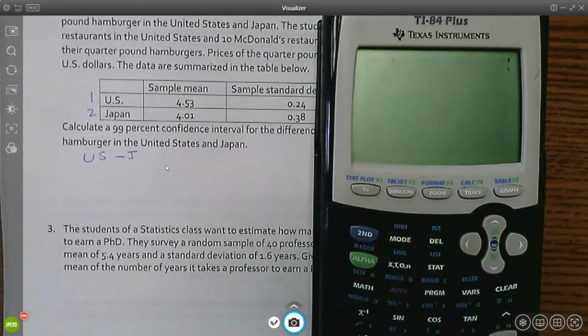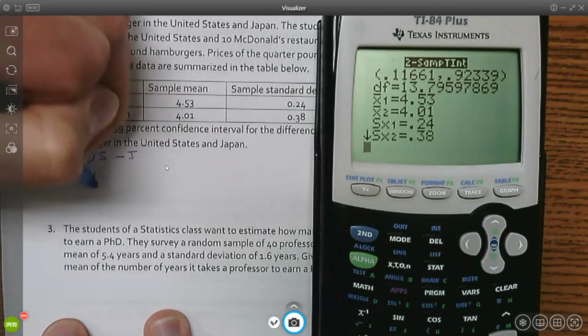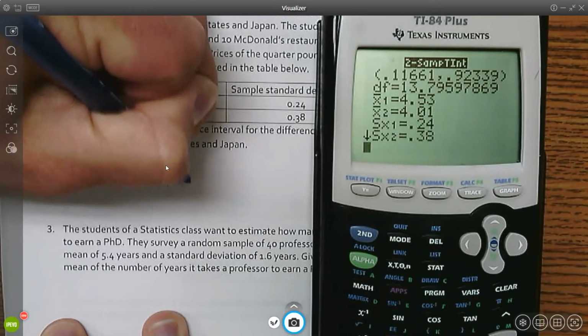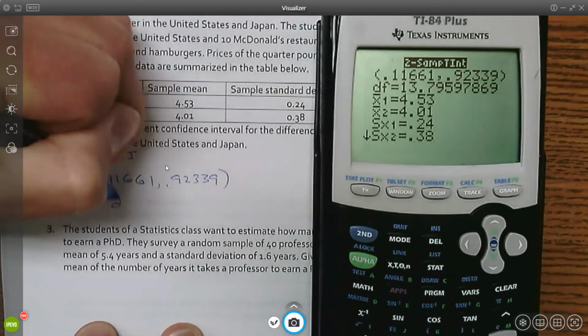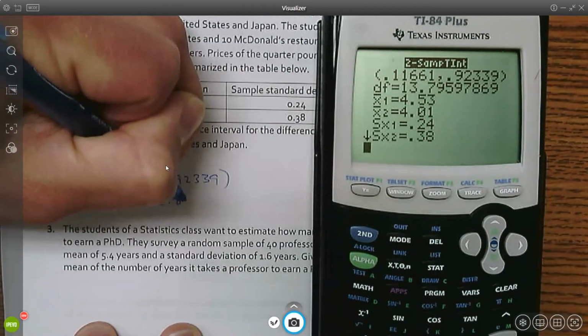You're not going to get the draw feature for confidence intervals. Boom. Confidence interval, here we go. 0.11661 to 0.92339. That's it. I need to incorporate my degrees of freedom. As I mentioned on the previous video, I'm just going to round.